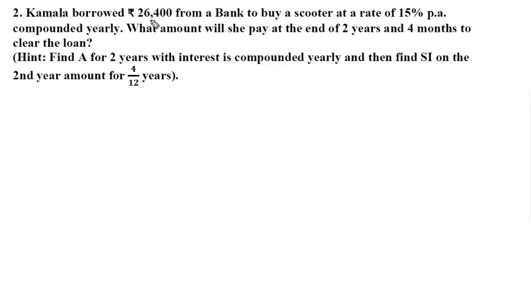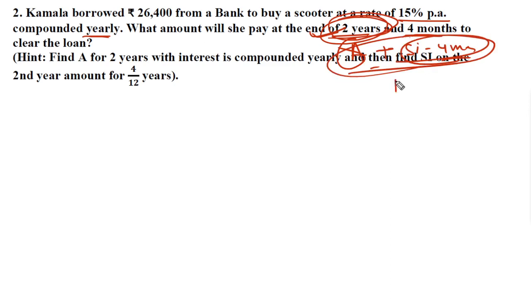Kamala borrowed rupees 26,400 from a bank to buy a scooter at a rate of 15% per annum compounded yearly. What amount will she pay at the end of 2 years and 4 months? Okay, we have no issue with this 2 year. We can find compound interest for 2 years. Now for 4 months, what we will do? After finding the amount for this 2 year, we will find simple interest for 4 months. Okay, then what we will do? We'll add both of them so that we can get the final amount. Okay, so in this way we have to move.